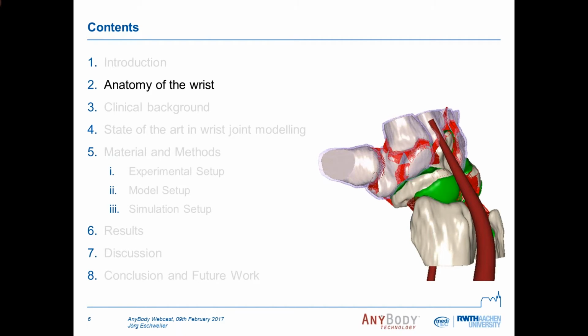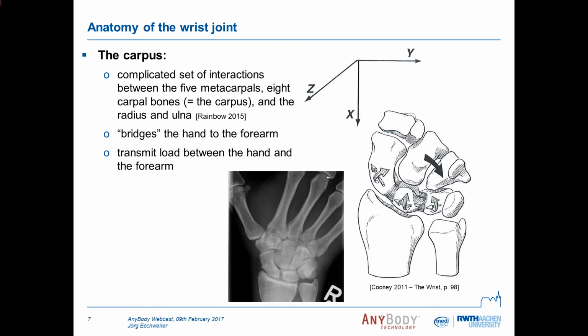I want to go on with a short introduction into the anatomy of the wrist. In our project, we focused on the carpus, which realizes a complicated set of interactions between the 5 metacarpal bones, the 8 carpal bones itself, and the radius and the ulna, the 2 forearm bones respectively. The carpus is the interface between the forearm and the hand. It bridges the hand to the forearm.